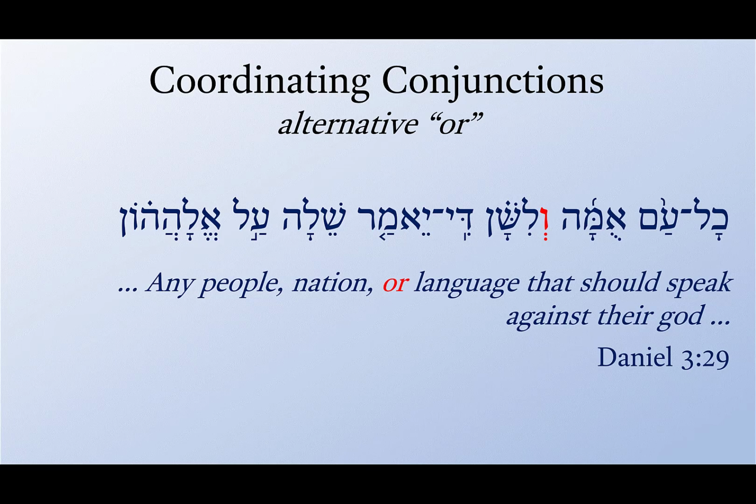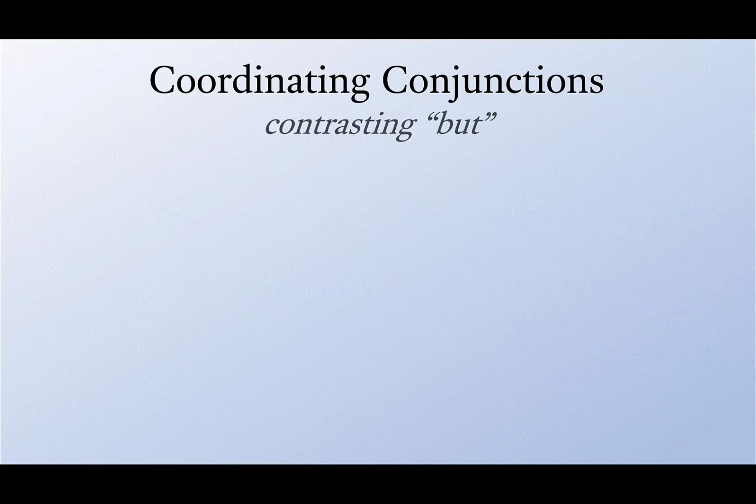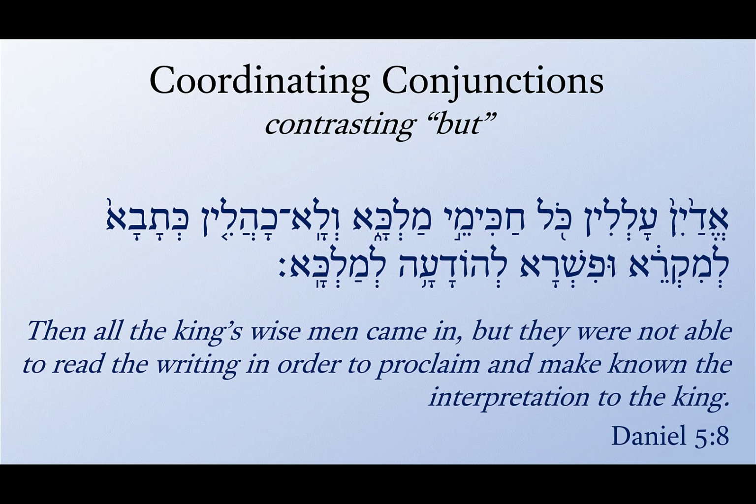So far we've talked about non-contrasting "and," alternative "or," and now we move to the contrasting "but" idea, also expressed with a vav. Let's look at Daniel 5:8: "Then all the king's wise men came in, but they were not able to read the writing in order to proclaim and make known the interpretation to the king." Also, this vav is right after an atnach.